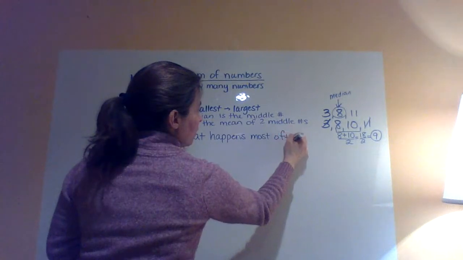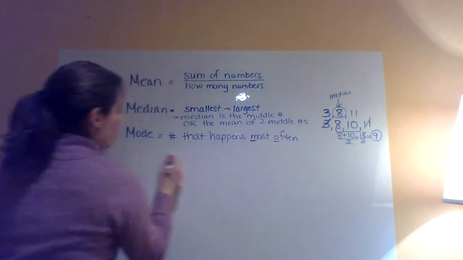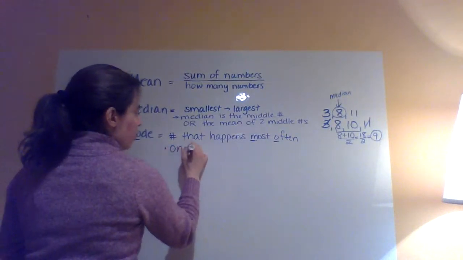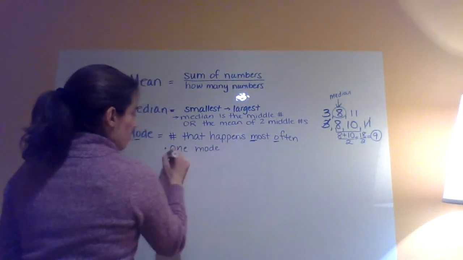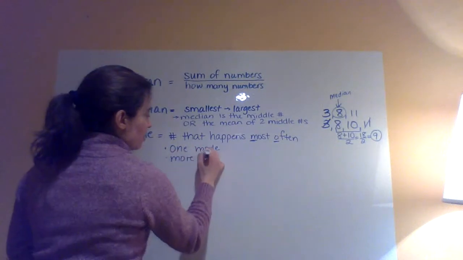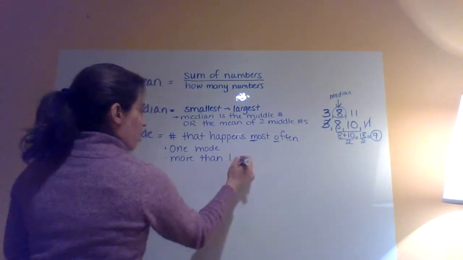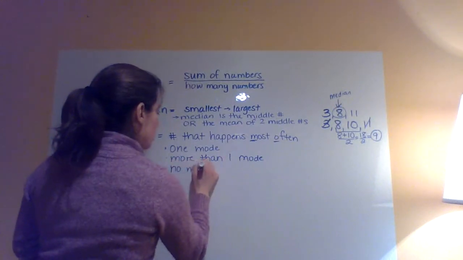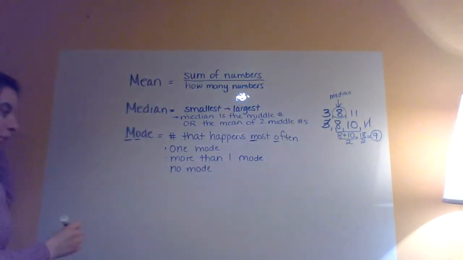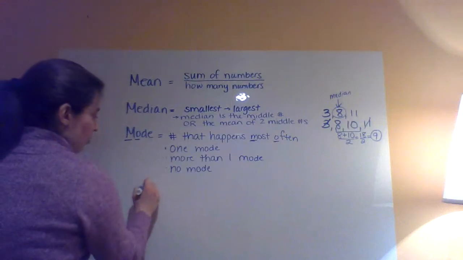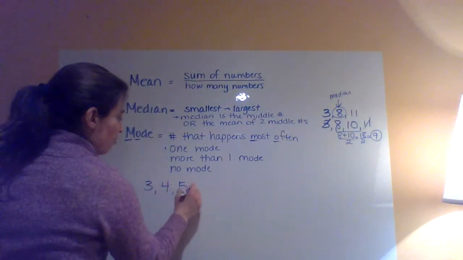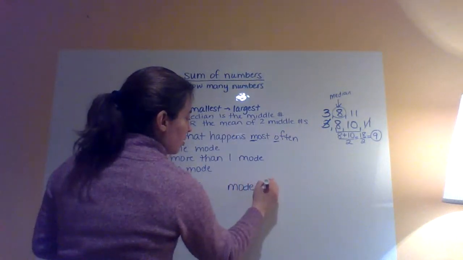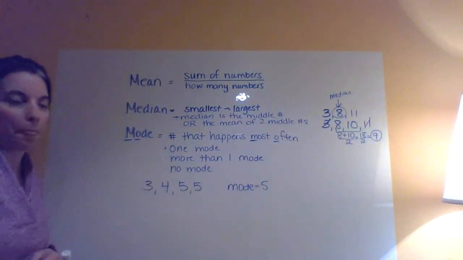So you can remember this by MO for most often and MO for mode. There can be one mode, there can be more than one mode, or there can be no mode. So this can get a little bit tricky if we're not careful. So for example, if I have data that's 3, 4, 5, 5, okay? The mode here is going to be 5.